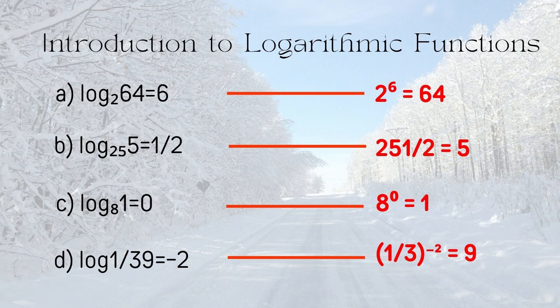So we have c, log 1 to the base 8 is equal to 0. Again, when we write that into an exponential function, it can be rewritten as 8 to the power of 0 is equal to 1. Next, we have log 9 to the base of 1/3 is equal to -2. When we rewrite that into an exponential function, it can be written as (1/3) to the power of -2 is equal to 9.